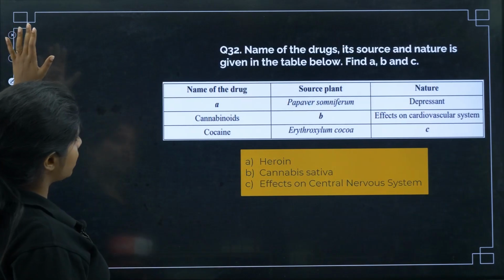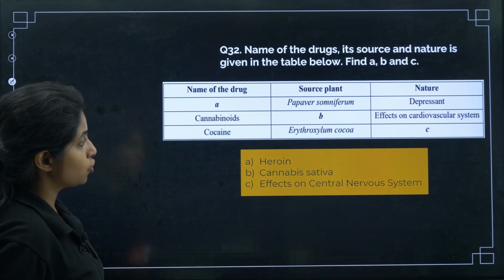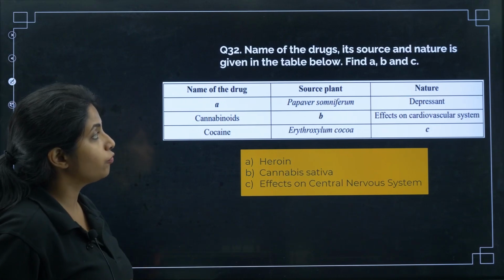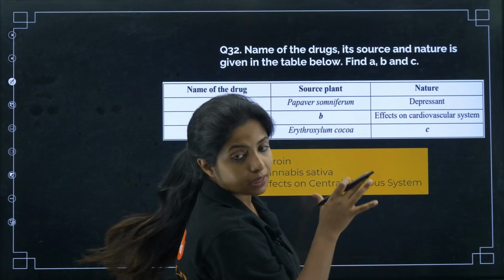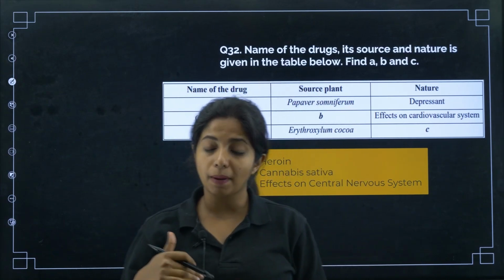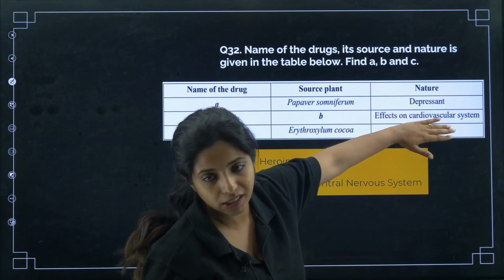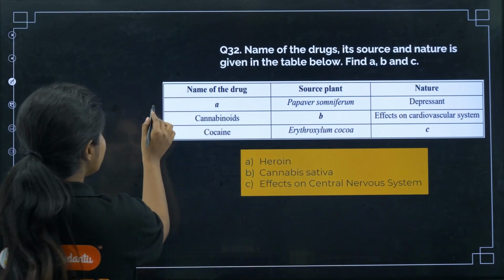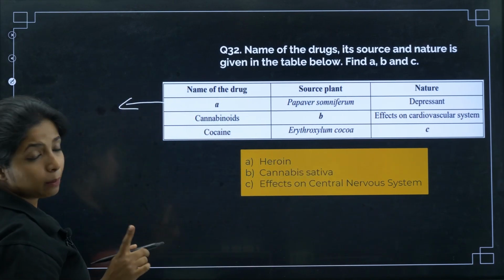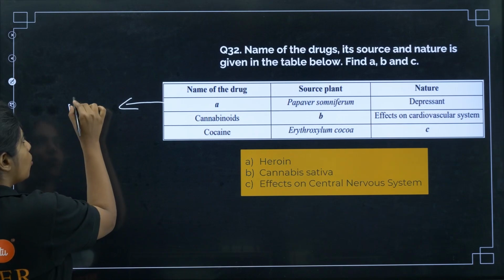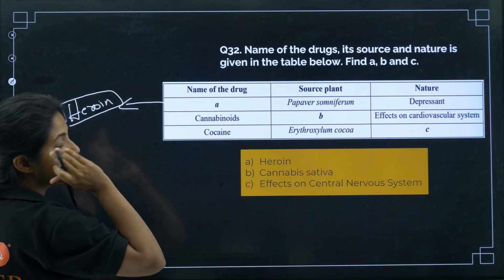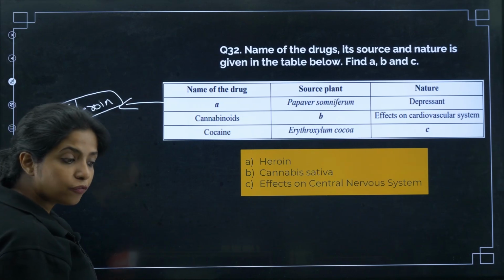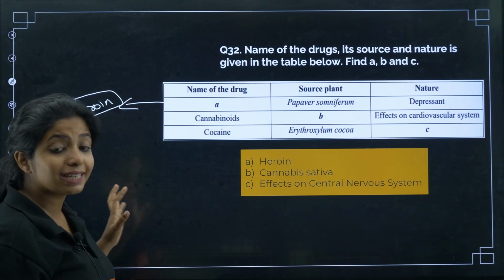Okay, going ahead with the next question. The name of the drugs, their source and nature are given in the table below. Find A, B and C. So, A is dash. The name of the drug is dash, and it is obtained from Papaver somniferum and it acts as a depressant. My dear children, there is only one drug that acts as a depressant from Papaver somniferum, and that is heroin. The other drug obtained from this particular plant is morphine, and morphine is used like a painkiller and sedative.